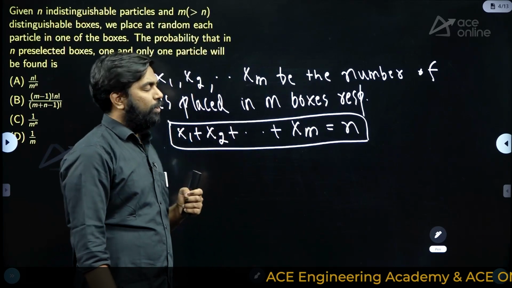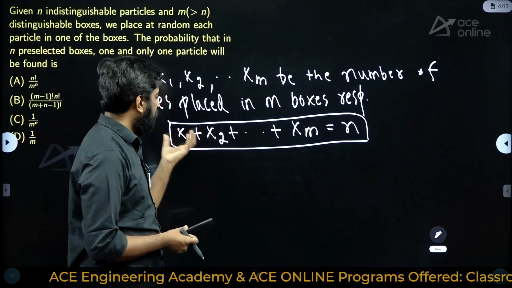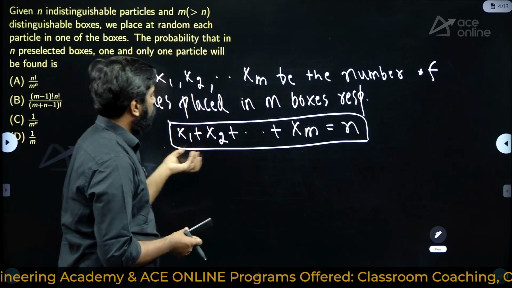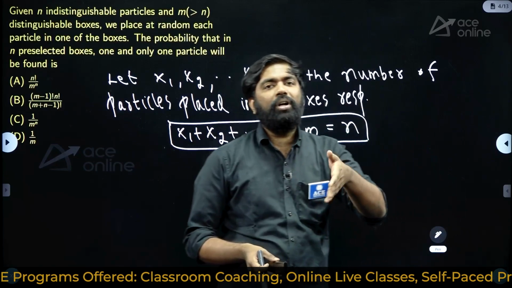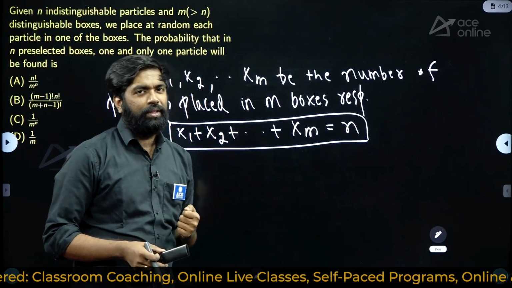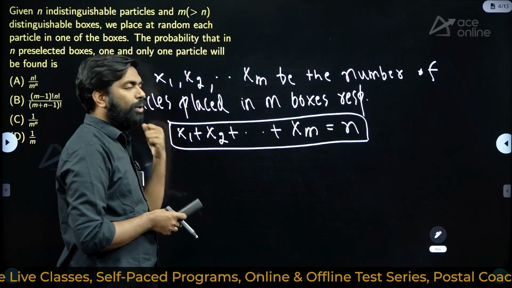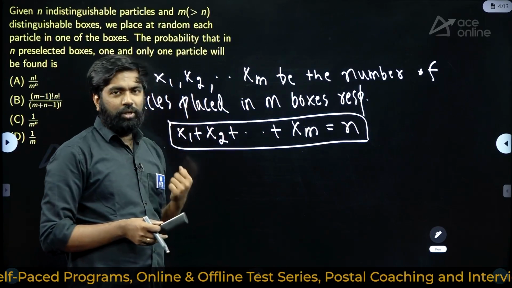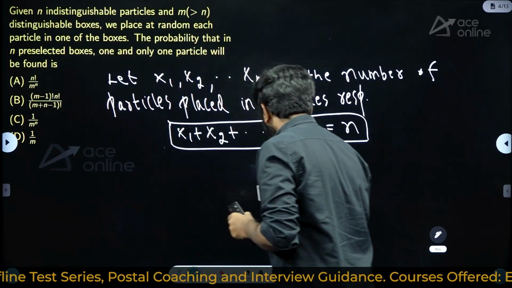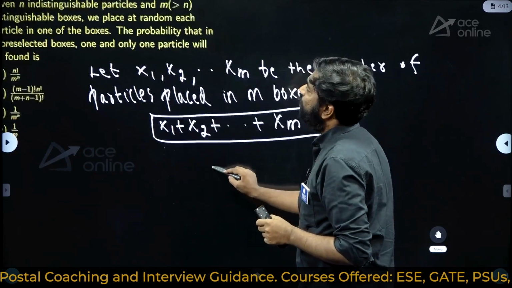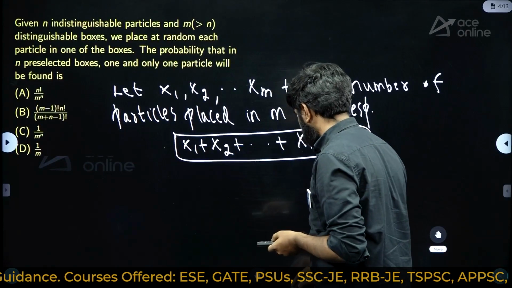Now let me ask you, what are the total ways in which I can place these n objects into those m boxes, where these objects are identical whereas the boxes are different from each other? So I can place all those n objects into the first box or into the second box and so on. For example, if you place all the n objects into the first box, then you know what kind of solution you get. Let me solve it on the next page.